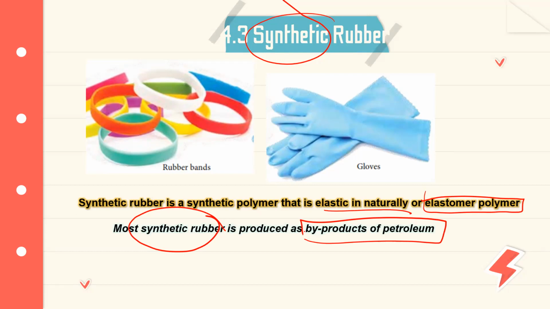Natural rubber, I need to tap the tree. I need to bring it to the factory. I need to do processing on it. Synthetic rubber, I can just make it. So that's why we have synthetic rubber.